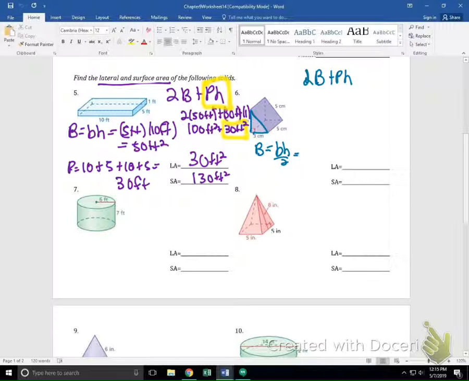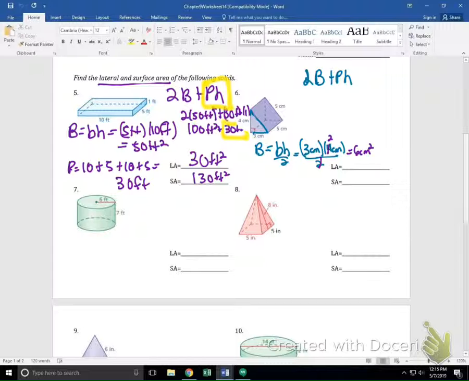3. I covered over my height, so you're going to have to look on yours. What did it say? 4. So times 4 and divided by 2. How many times does 2 go into 4? 2 times. 2 times 3 is 6. So we have 6 centimeters squared here.